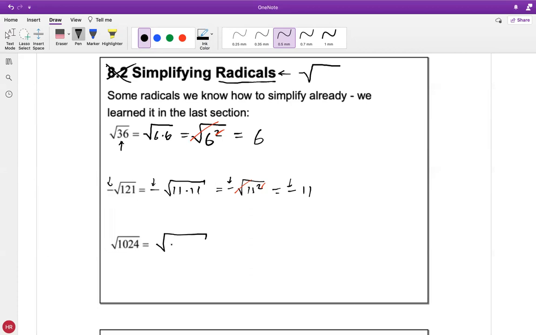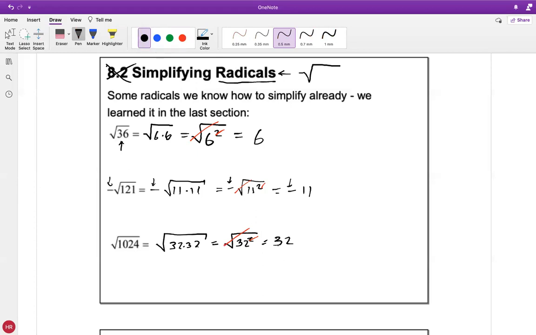1024 is maybe less obvious, but it's 32 times 32. So that's the square root of 32 squared, which is 32. Again, you don't necessarily have to write all the steps in between here, but you should know that that's why this turns into this. The square root symbol and the exponent here are called inverse functions, but basically you can think of them as canceling each other out. Square root symbol and 2 cancel each other out, and you're left with just 32.